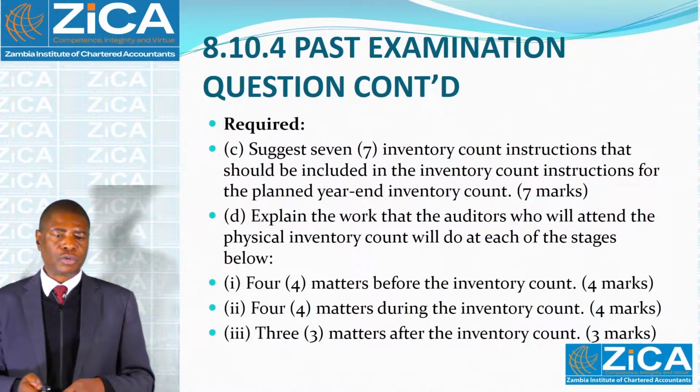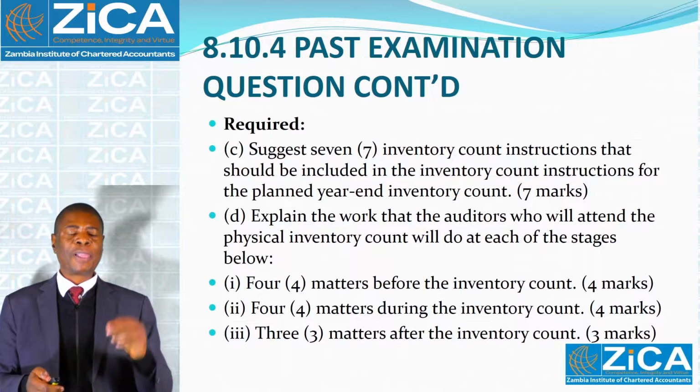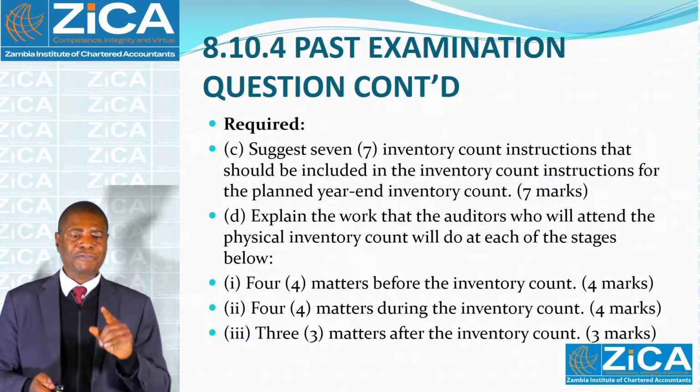Okay? Now that question had a lot of background information, but again the requirement under Part C was suggest 7 inventory count instructions.